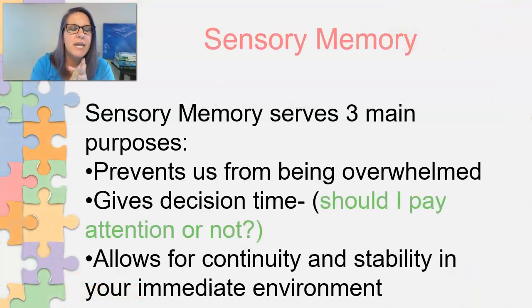So our sensory memory is there for 3 primary reasons. The first one is it prevents us from being overwhelmed. Like I said, you're taking in information from all of your 5 senses right now. Every second of every minute of every day. If you think about the sheer volume of information that we would have to process in any given second, you can understand how overwhelming this might be. So our sensory memory picks and chooses for us what we're going to pay attention to and what we're not going to pay attention to.